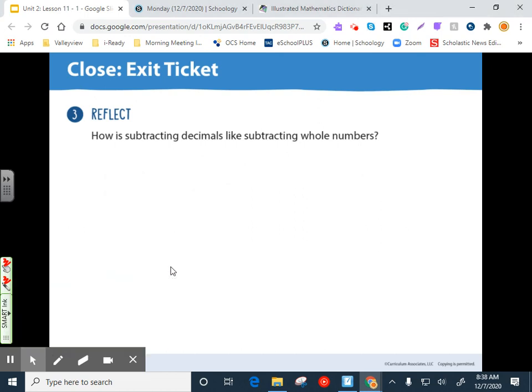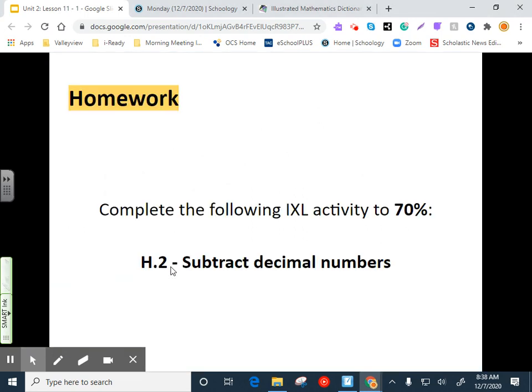And speaking of work, your homework for this lesson is IXL H2, subtract decimal numbers. This one you only go to 70%, and I will not stretch this one out over several days. I'll just have you use this just for Monday, for today. And you can get a hold of me if you have any questions.